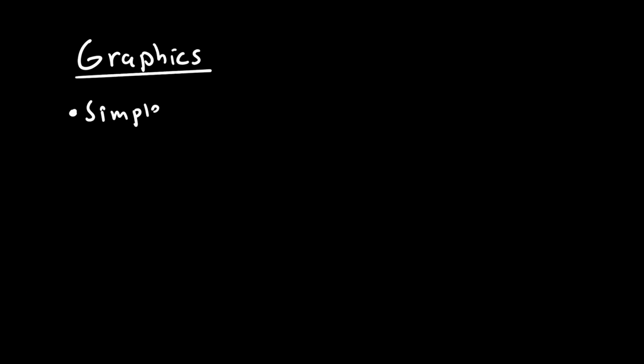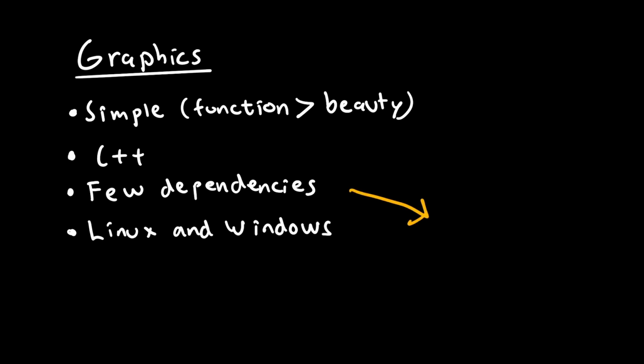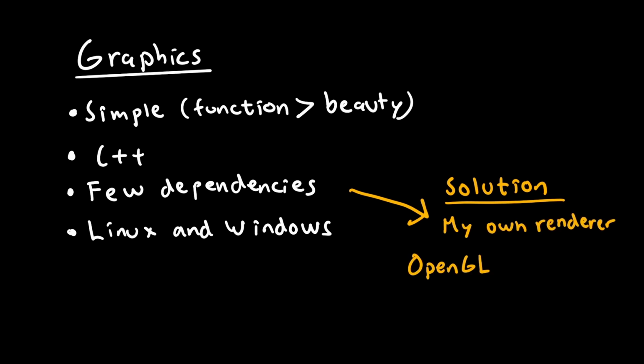First of all, as I said before, I wanted something simple. Function over beauty. Only simple shapes and graphics. And I wanted a simple codebase written in C++ with few dependencies, and I wanted to support Linux and Windows. And for these reasons I decided to go pretty bare and implement my own renderer on top of OpenGL, but with some OpenGL helper libraries to avoid going completely insane. More specifically, GLFW and GLAD.